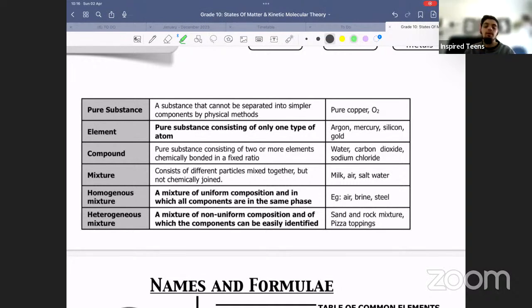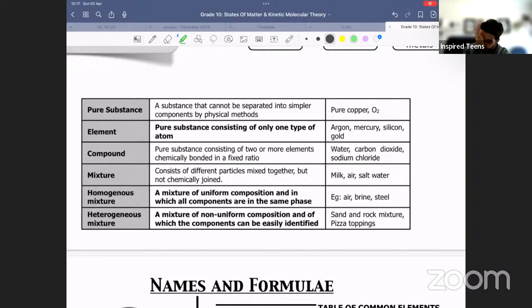Let's look at some examples of elements, which are pure substances consisting of only one type of atom. For example, if we take something directly from the periodic table, that is an element. An example is argon, mercury, silicon, or gold. A compound, on the other hand, is a pure substance consisting of two or more elements. When we combine elements, we form compounds. An example is water, which is H2O, carbon dioxide, which is CO2, sodium chloride, which is NaCl.